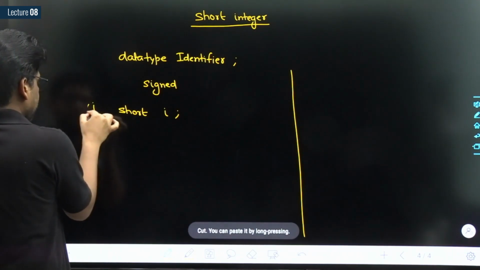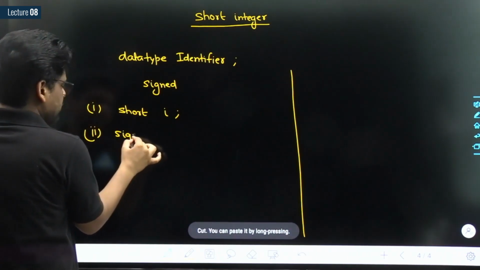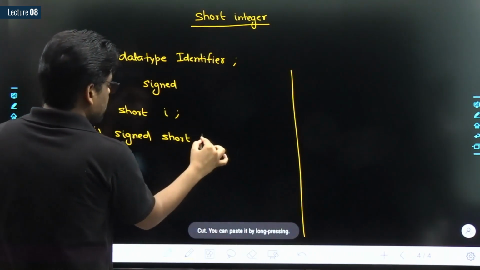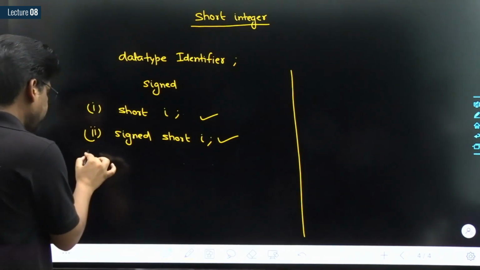signed short integer. So the first notation of a signed short is something like this. Okay, sir, can we do something like this? Of course, explicitly you can write signed. That is why it is perfectly okay to write something like this also. Done.